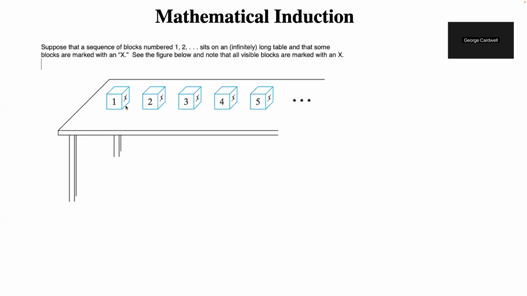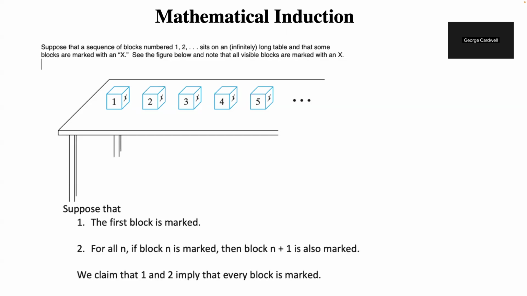And some of the blocks are marked with an X. So like block 1's marked with an X, block 2's marked with an X, block 3's marked with an X, and so forth. Suppose that the first block is marked. So in other words, block 1, you know, is marked. And furthermore, you know that for all n blocks, if block n is marked, then block n plus 1 is marked. So for example, block 3 is marked, and so is block 4, because if n is 3, n plus 1 is 4.